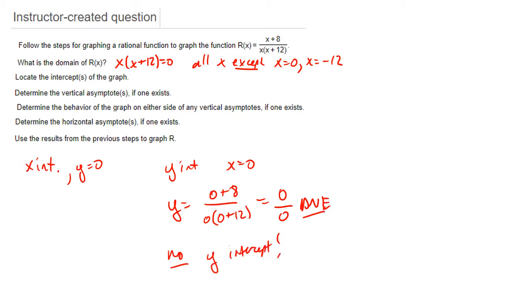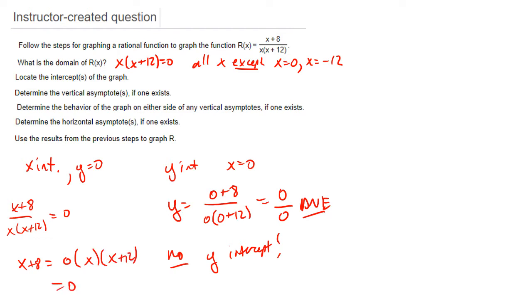Let's take a look at the x-intercepts. I set x plus 8 over x times x plus 12 equal to 0. Now this looks pretty difficult, but notice if I cross-multiply the denominator of the left over to the right, you get x plus 8 is equal to 0 times x plus 12, which is just 0.